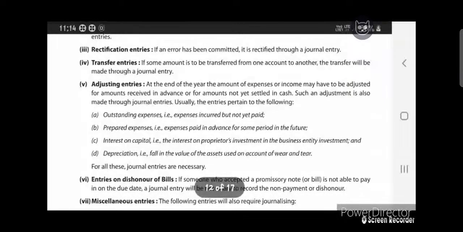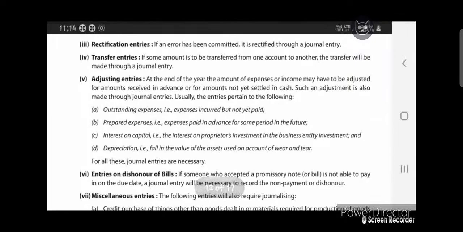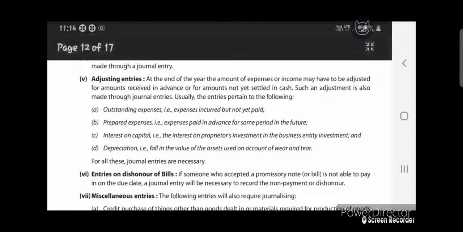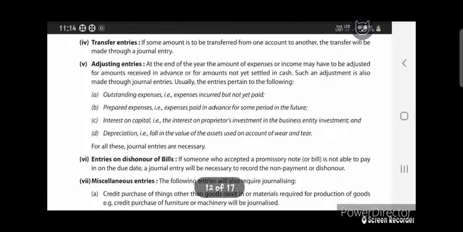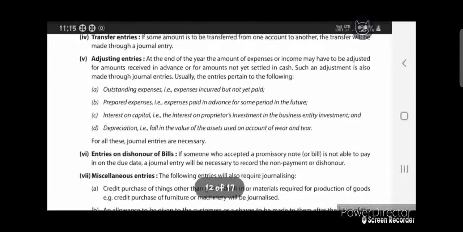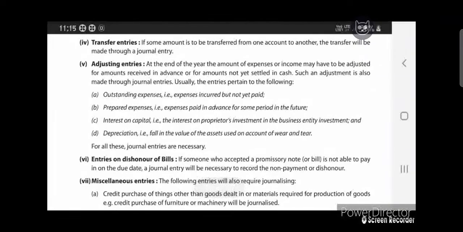Next is rectification entries. If an error has been committed, it is rectified through a journal entry. You can rectify whatever error has happened. Next, transfer entries. If some account is to be transferred from one account to another, the transfer will be made through a journal entry.